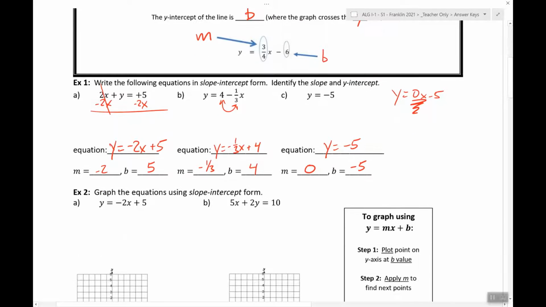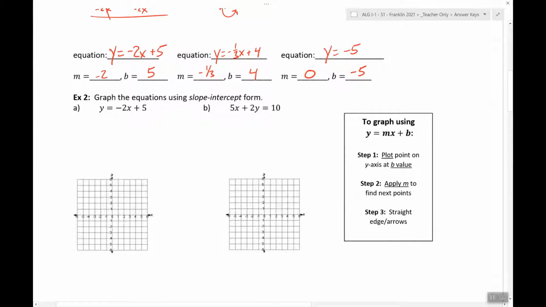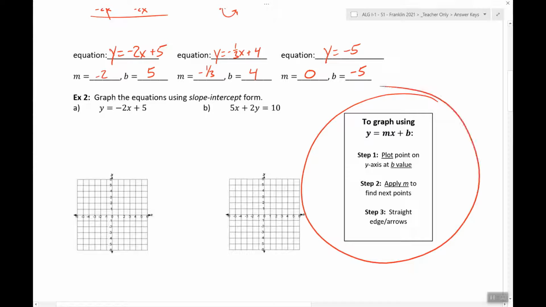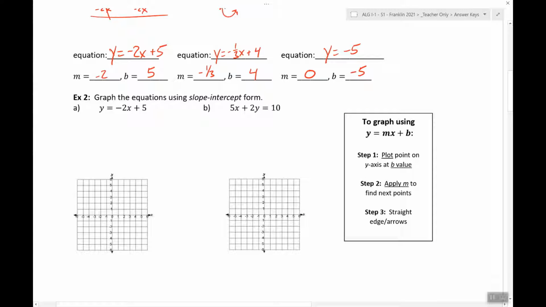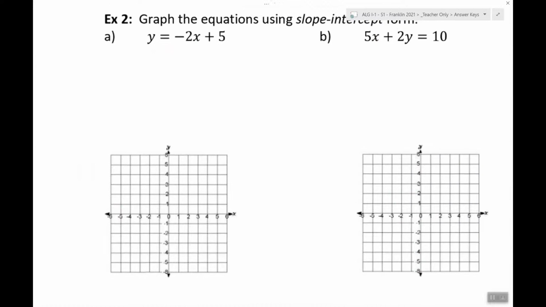So let's practice actually graphing these. So we have an equation here that's already given to us in slope-intercept form. So here are the steps to graphing these lines. First, we put the y-intercept on the y-axis. That's the b value. Then we use the slope to find the next point. And then we repeat that process all the way across the graph. And then you can draw the line using a straight edge, and don't forget the arrows on the ends. So let's practice here on example A.